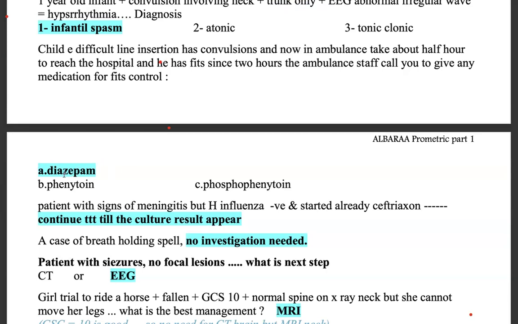Choose among these three drugs: diazepam, phenytoin, fosphenytoin. Now the issue here is that there is no line insertion, difficult line insertion. Also, phenytoin and fosphenytoin are not first line in the treatment of epilepsy. So here it will be diazepam, and we all know that rectal diazepam is usually available with healthcare providers. So the right answer here will be diazepam.